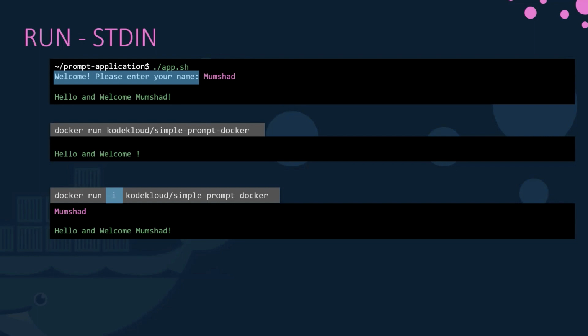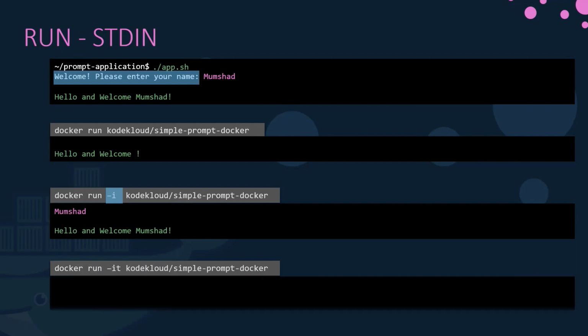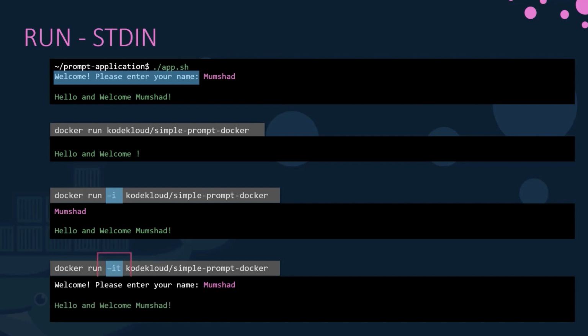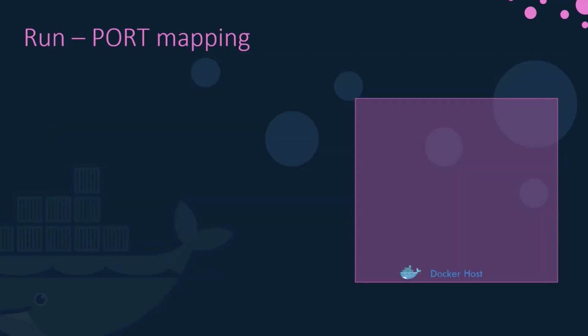That is because the application prompts on the terminal, and we have not attached to the container's terminal. For this, use the -t option as well. The -t stands for a pseudo terminal. So with the combination of -i and -t, we're now attached to the terminal as well as in an interactive mode on the container. We will now look at port mapping or port publishing on containers.